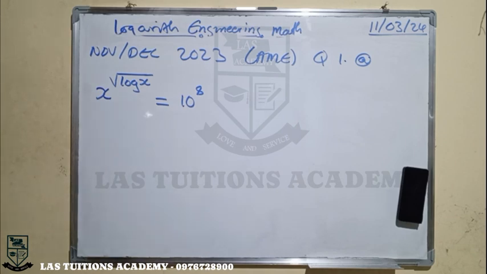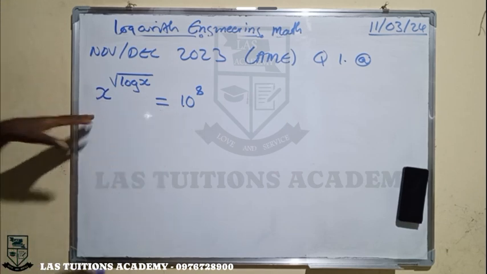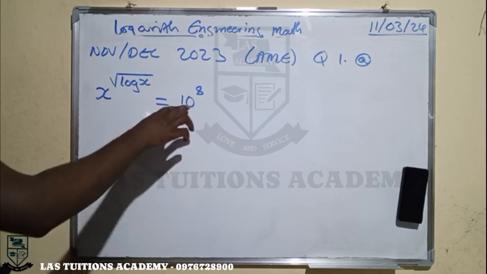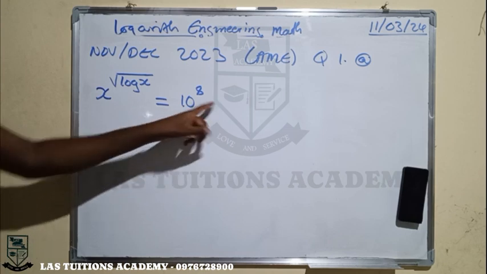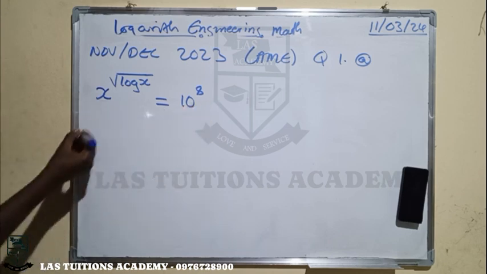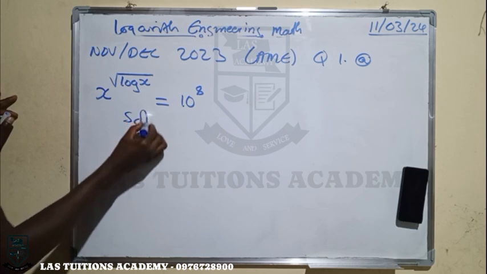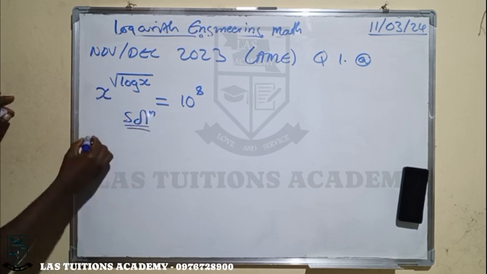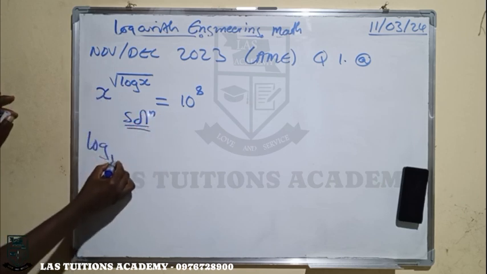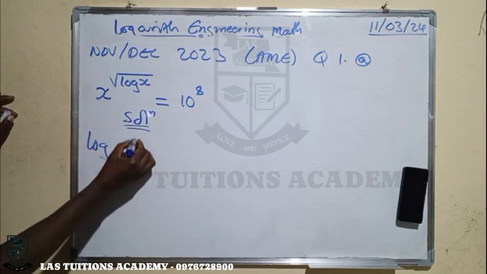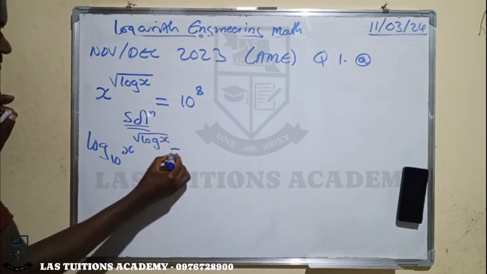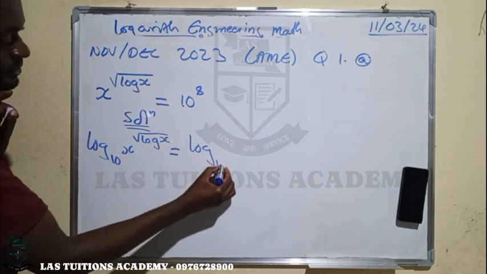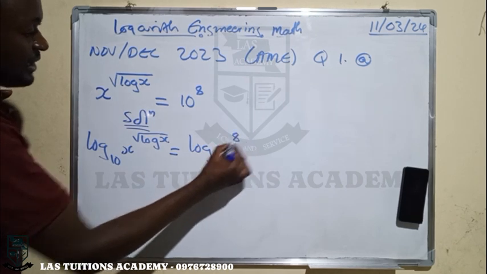Okay, so now here, the best we can do is to introduce the log both sides. We introduce the log to base 10, so that we can easily have log 10, 10, and then we can cancel things out. So I'm going to say solution. Log base 10 of x to the power root of log x is equal to log base 10 of 10 to the power 8.